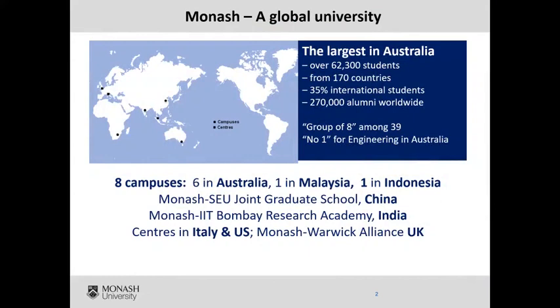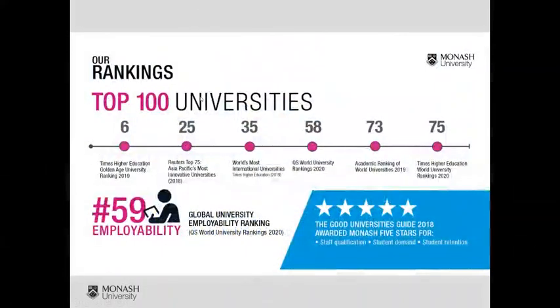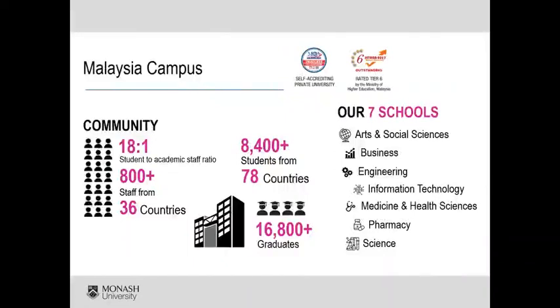Just in case you're not aware about Monash, Monash is an Australian-based university, and we are based in Clayton near Melbourne. We have campuses all over the world, including Malaysia, China, Italy, India, the UK, and most recently we've set up a campus in Jakarta, Indonesia. The Malaysia campus is the largest among all the overseas campuses. Monash is consistently ranked in the top 100 universities in the world by many different ranking agencies. In the Malaysia campus, we have close to 9,000 students and close to 900 staff, and we have 7 schools, including the School of Medicine.